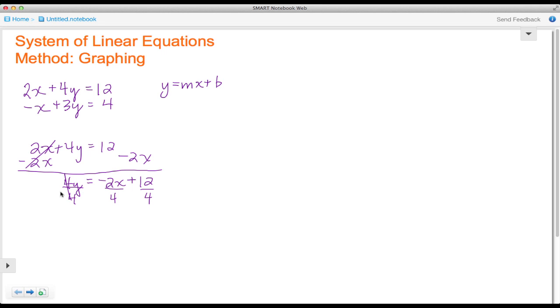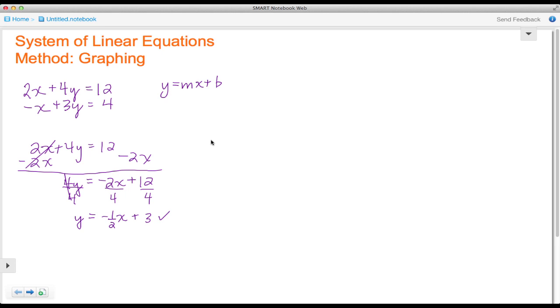4y divided by 4 leaves me with y. I have a negative 2/4 x, which simplifies down to a negative 1/2 x, and then 12/4 simplifies down to 3, because 4 goes into 12 three times. So that's my first equation.